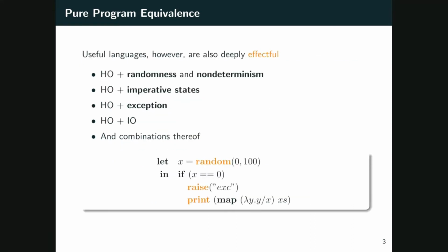However, useful languages, as you know, are deeply effectful. So we have languages that combine higher order features with randomness and non-determinism, or with imperative features, and most importantly, with the combinations thereof. So here at the bottom of the slides, there is a very easy program, almost a trivial one, in which we have higher order features via a map function and lambda abstractions, together with several kinds of effects. We have randomness, we have raising exceptions, and we have output primitives. So this is a very simple example of a program which exhibits several kinds of effects and higher order features at the same time.